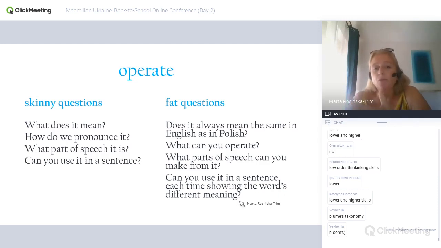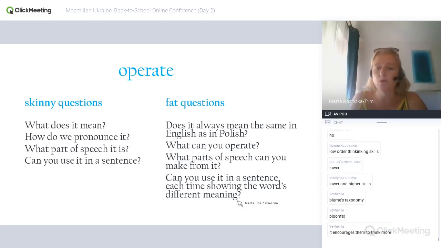It's up to you to choose some words that you want to give this particular treatment. So obviously you don't have time to give this treatment to 50 words or 20 words in one lesson. Yes, but basically you need to choose which words you want to treat in that very way.